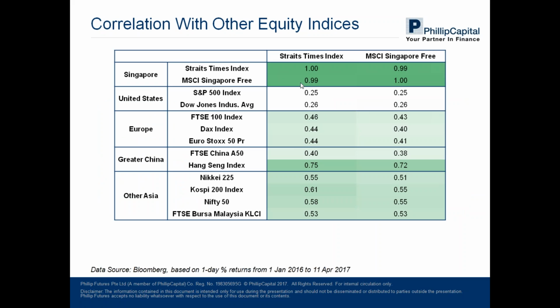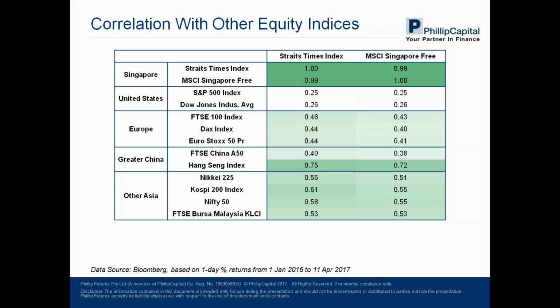So when it comes to the Singapore Equity Index correlation with other indices worldwide, we have your S&P, Dow Jones. In Europe, we have your FTSE 100, Euro Stoxx 50. In China, we have Hang Seng, and other Asia, Japan, like Nikkei 225, Kospi 200 in Korea. These are the correlations of the STI, Straits Times Index, and the SIMSCI with these other indices. As I mentioned earlier, a reading of 0 indicates absolutely no returns correlation between the STI, SIMSCI, and the other indices, while a reading of 1.00 indicates a perfect correlation. And in this table here, the greener the cells, the higher the correlation.